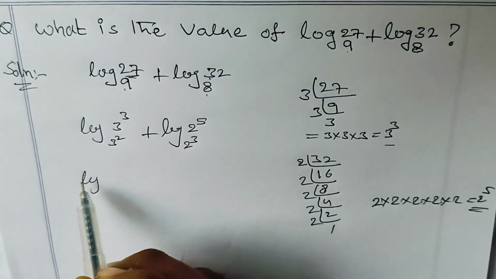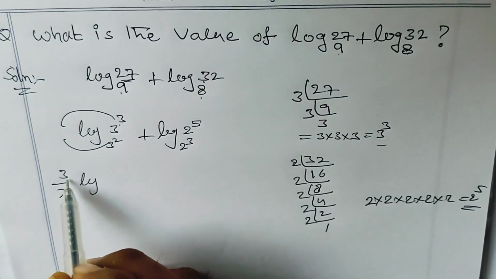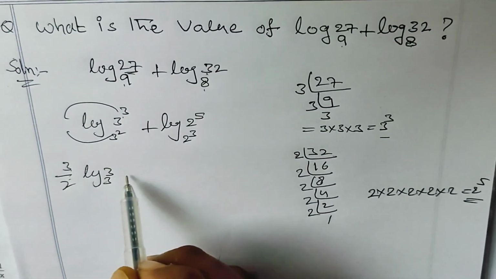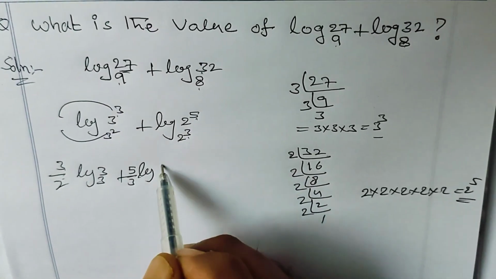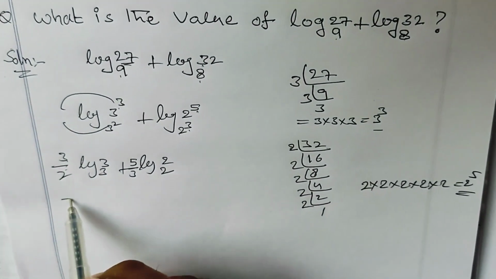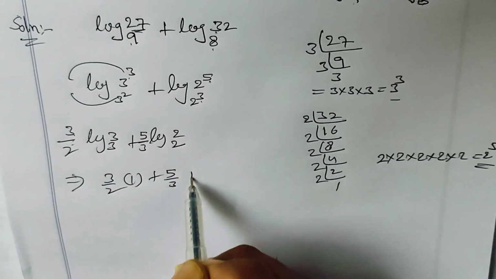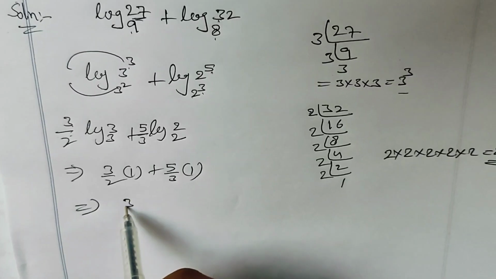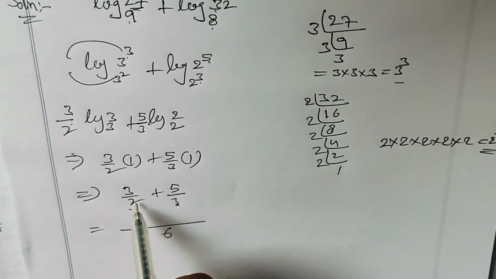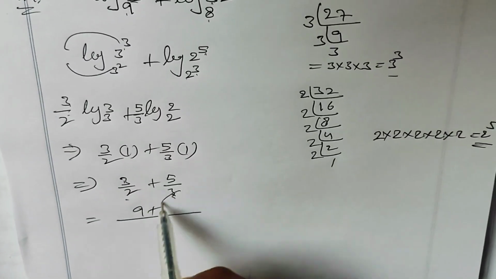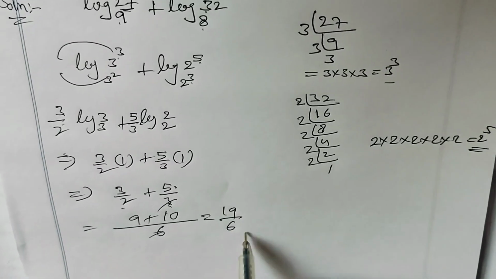Here, log 3 by 2, log 3 base 3 plus log 5 by 3, 5 by 3 log 2 base 2. Here 3 by 2 times 1 plus 5 by 3 times 1. 3 by 2 plus 5 by 3. LCM 6, 3 3 are 9, 2 5 are 10, 19 by 6. This is the answer.